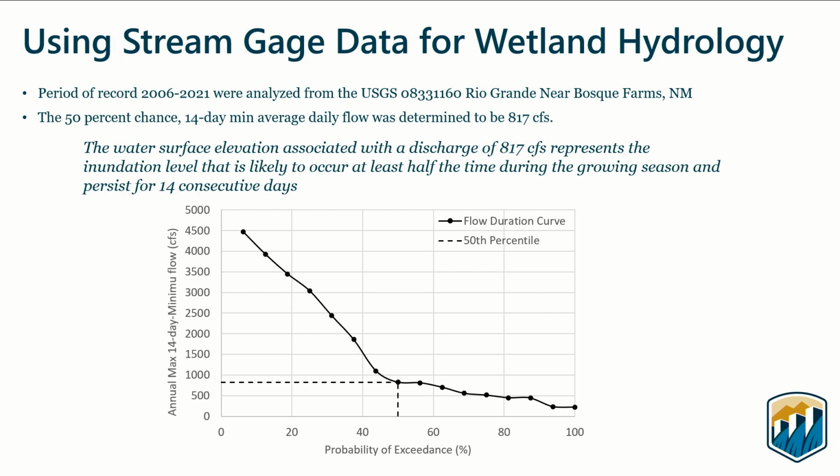We did this at the Bosque Farms gauge. What we found was that the water surface elevation associated with a discharge of 817 CFS represents the inundation level likely to occur at least half the time during the growing season and persist for 14 consecutive days. So that's the value that you need. That's the value that represents, as long as we get to there, we're going to get 14 days of it. It's going to happen every year, and we're likely to see vegetation and soils in those locations.